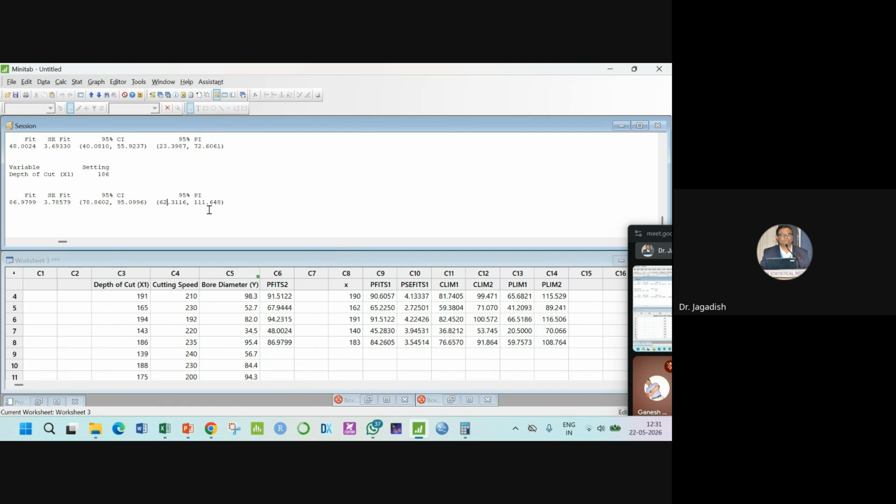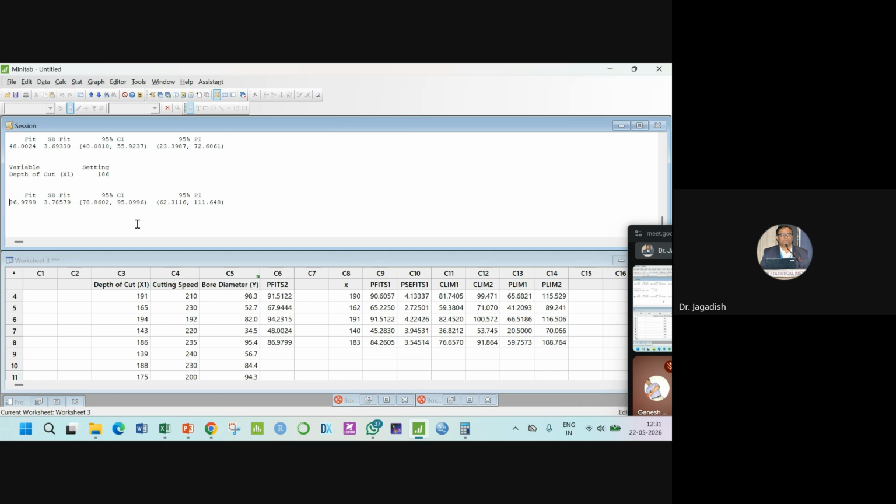Prediction interval means that one time you check 186, you got 86. Another time you check 188, you will get something closer to 85 or so. Again, when you check 186, you will get 87, something like that. So you take a large population, different samples, different experiments, and the prediction interval will be approximately 62 to 111. That means on average, the prediction value from that equation for different times of the 186 value may fall in that range.